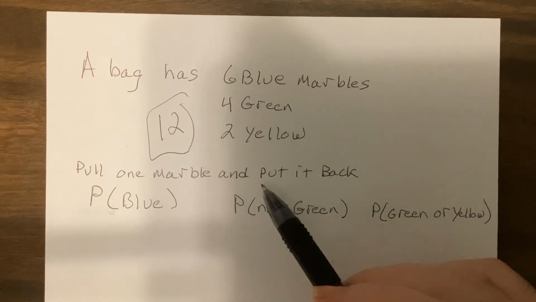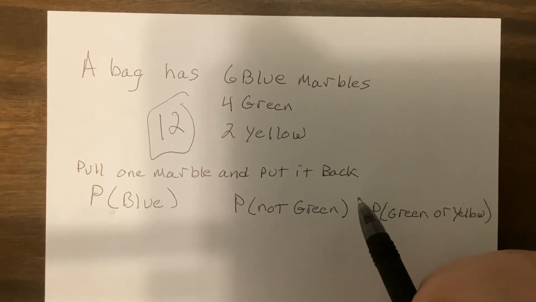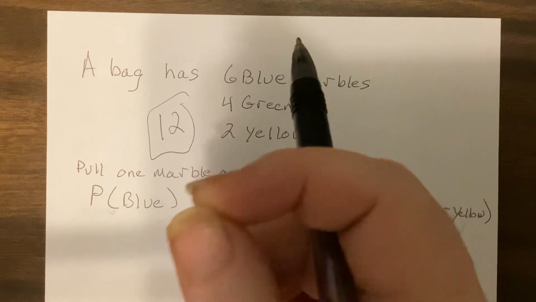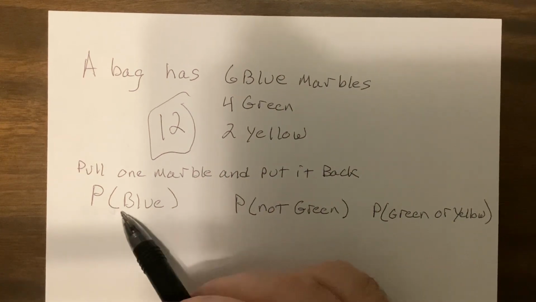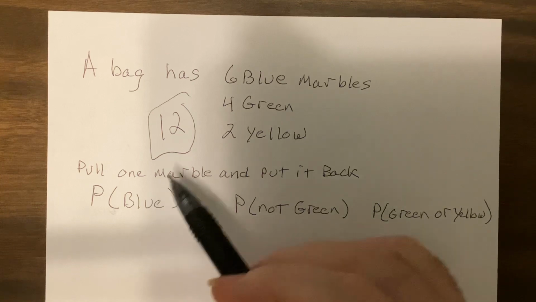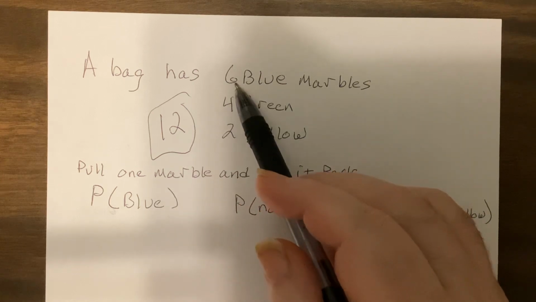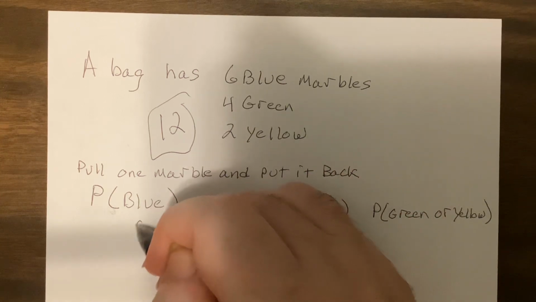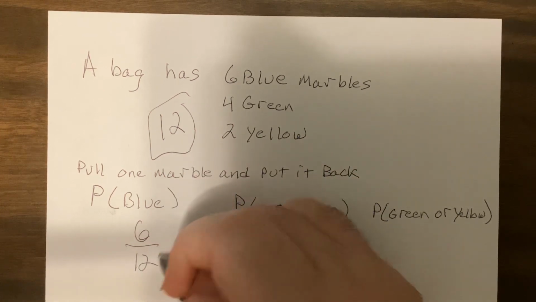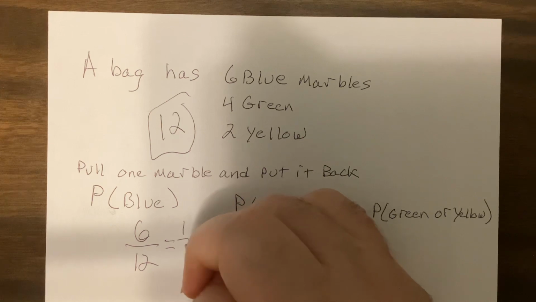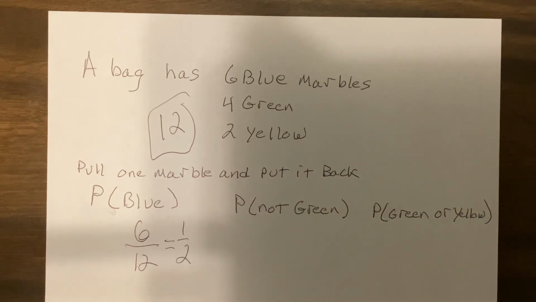Pull 1 marble and put it back in the bag. So we're going to pull out 1 marble, see what it is, and then put it back in the bag. What's the probability of pulling out a blue? Well, how many blue are there? 6 out of how many marbles out of there? 12. So if it was a perfect world, we would pull out a blue marble 1 out of every 2 tries. Now, it's not a perfect world.